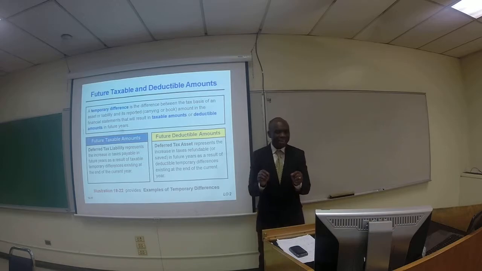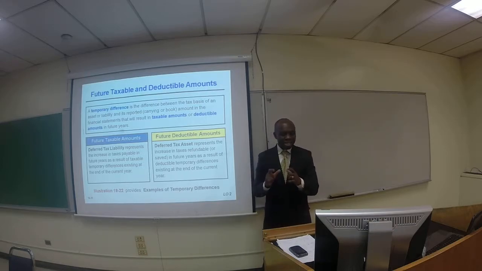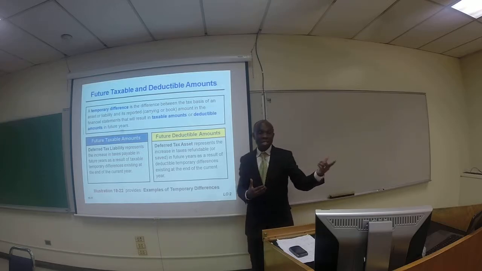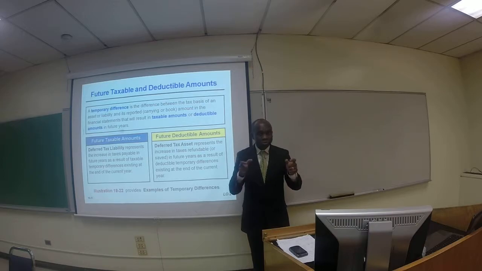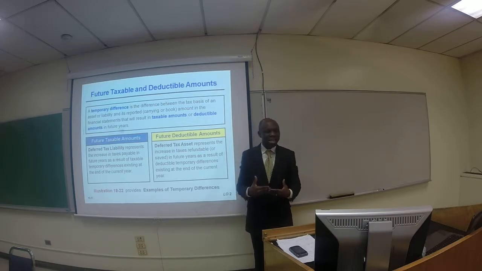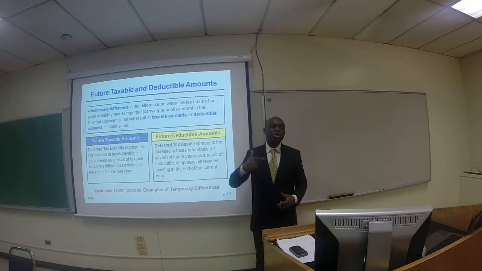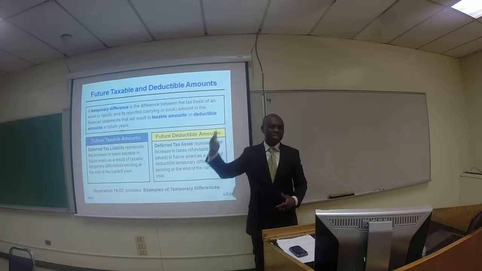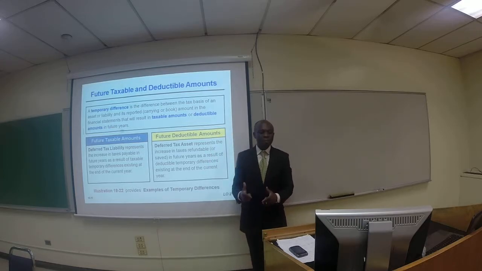So we say that if the difference in accounting and tax rules makes us pay less now, just like the example we just illustrated, the difference in recognizing revenues and expenses makes us pay less now, then we have a future taxable amount. In other words, we have an amount that is going to be taxed in the future, so we call that future taxable amount.